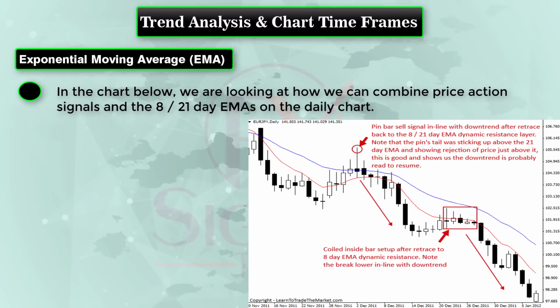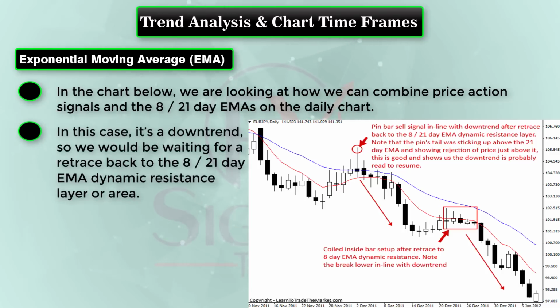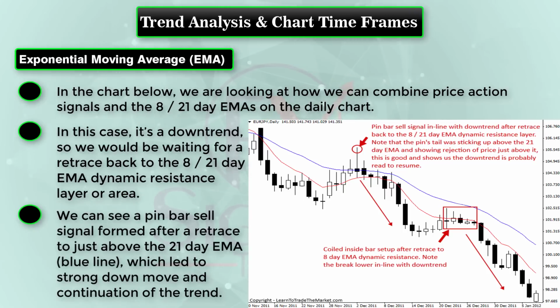In the chart below, we are looking at how we can combine price action signals and the 8 or 21-day EMAs on the daily chart. In this case, it's a downtrend, so we would be waiting for a retrace back to the 8 or 21-day EMA dynamic resistance layer or area. We can see a pin bar sell signal formed after a retrace to just above the 21-day EMA, which led to a strong down move and continuation of the trend.